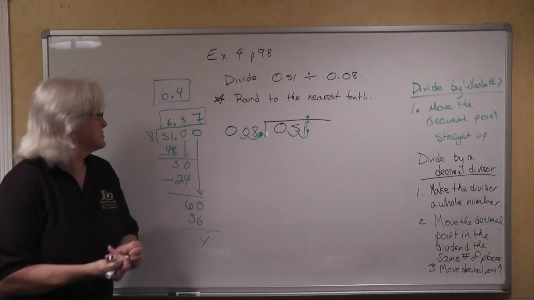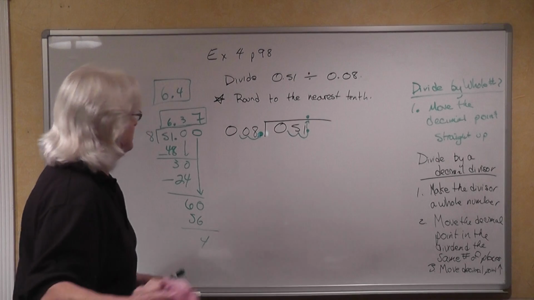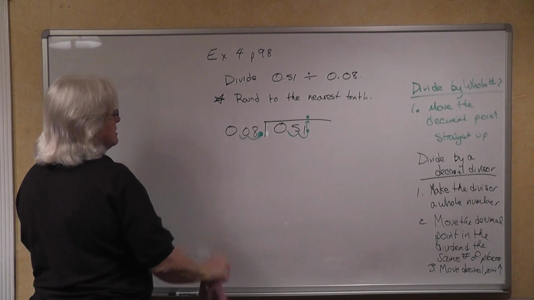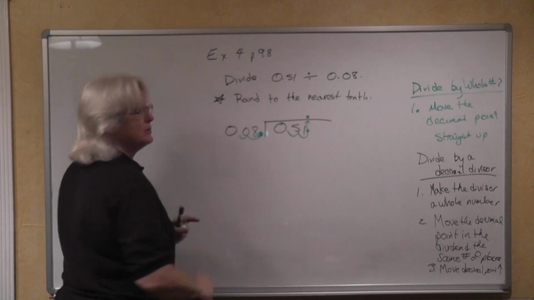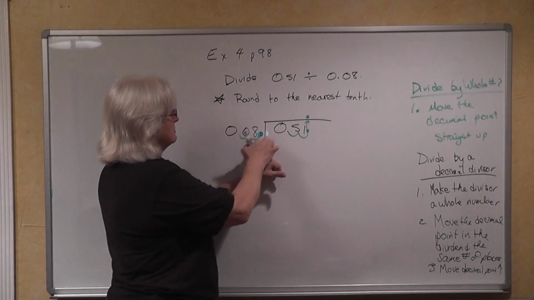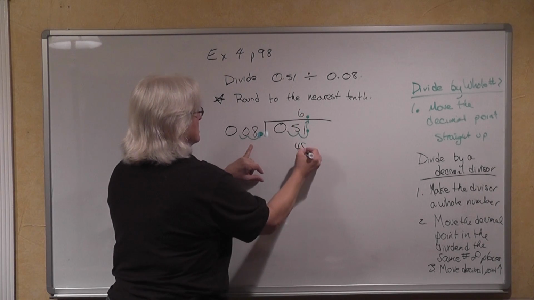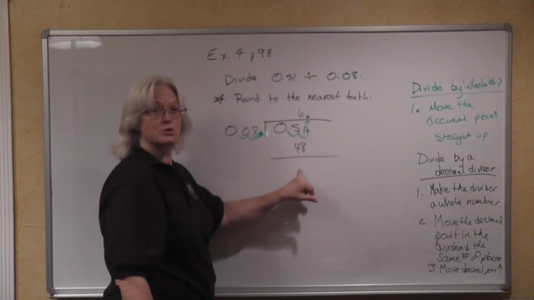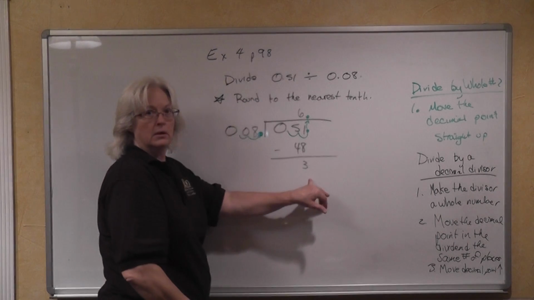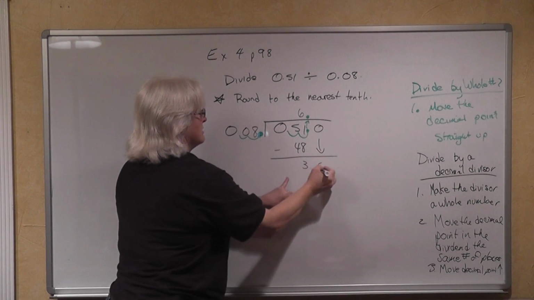Now, I'd said that this was a way that you could write it if it made it less messy for you. They're going to show you in your book to just go ahead and not rewrite it. Just know that you have moved your decimal point and complete your division. 8 goes into 51. 6 times 8 is 48. We do our subtraction. 51 minus 48 is 3. We're not finished yet. We have to bring down an additional 0.